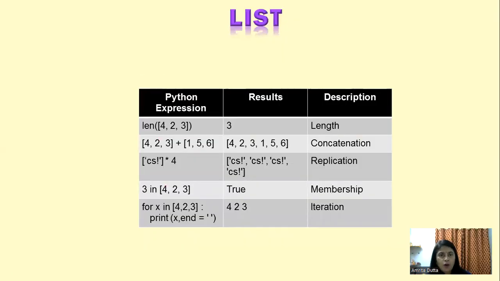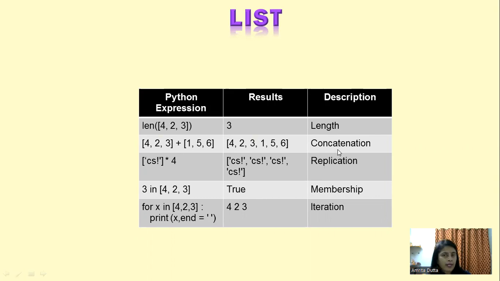So these are the basic operations we can do with a list. See this Python expression: len of [4, 2, 3]. len means it will find out the length of the list, that means how many elements are present in the list. So the result is 3, and the description is that it will find the length of the list. Then if you want to concatenate lists, we use the plus operator. So you can see here [4, 2, 3] plus [1, 5, 6] will become [4, 2, 3, 1, 5, 6], one particular list.